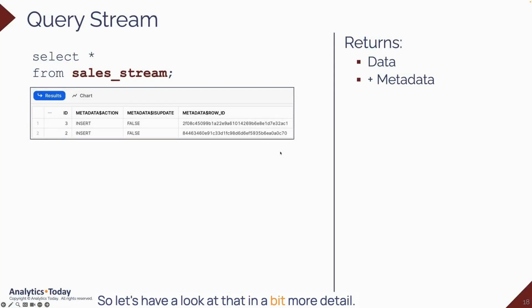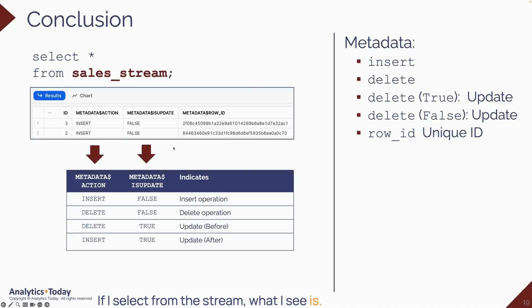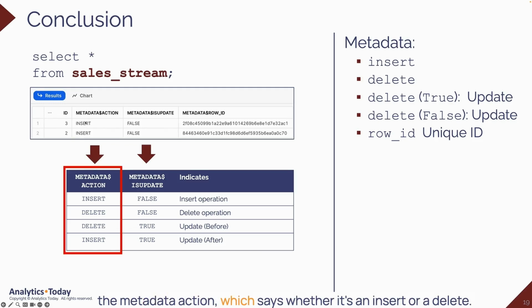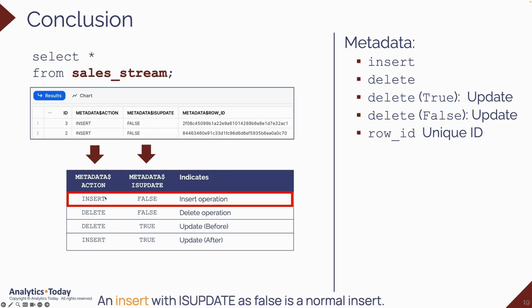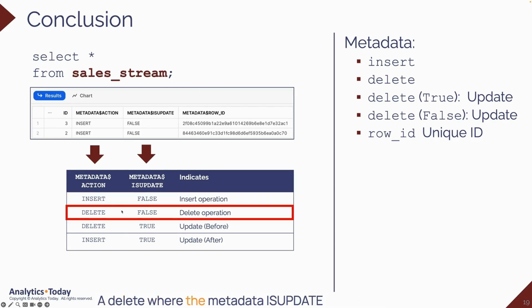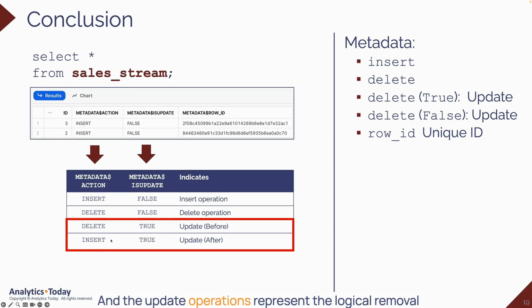So let's have a look at that in a bit more detail. If I select from the stream, what I see is the metadata action, which says whether it's an insert or a delete. And update is shown as a 2-step operation. An insert with is update as false is a normal insert. A delete where the data is update as false is a normal delete operation. And then update operations represent the logical removal of a record before and the addition of an entry afterwards. So this represents the before and the after image of the update.